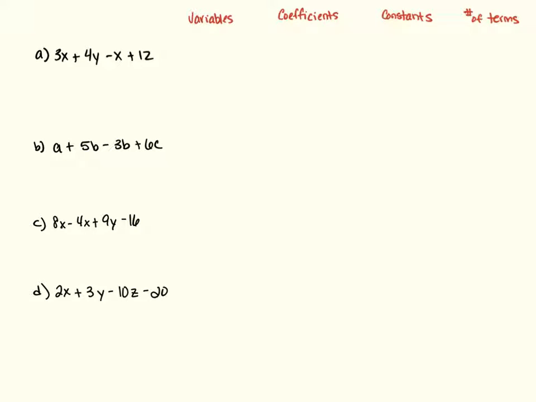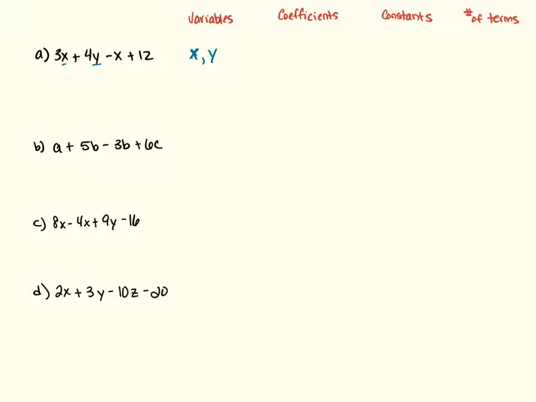All you have to do for this section of our notes is note how many variables, coefficients, constants, and of course number of terms there are in each expression. So let's do the first one together. I notice that I have an x and I have a y. Even though you see x twice, you only have to write down that there's only one x. So x is a variable and y is a variable.